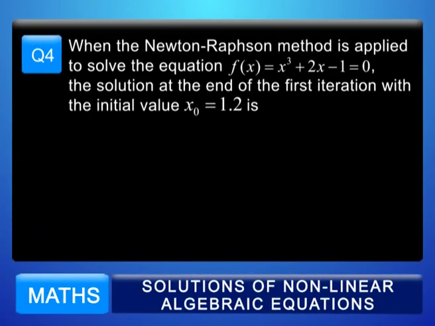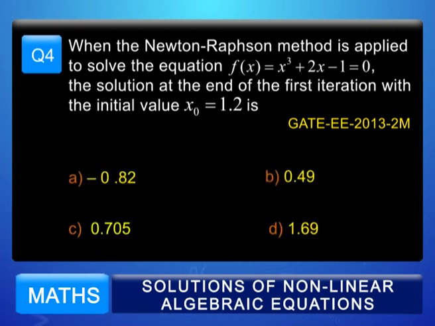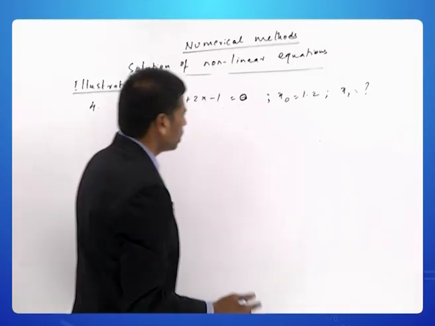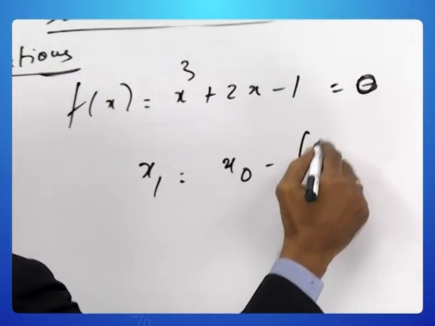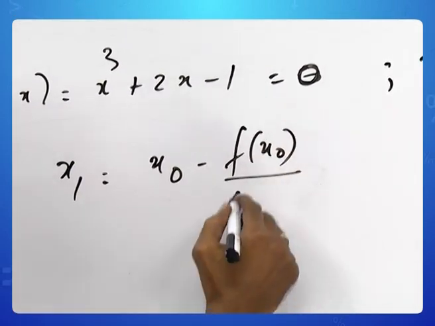Question number 4. When the Newton-Raphson method is applied to solve the equation f of x is equal to x cube plus 2x minus 1 is equal to 0, the solution at the end of the first iteration with initial value x naught is equal to 1.2 is, the options are minus 0.82, 0.49, 0.705 and 1.69. So another simple question, x1 is equal to x naught minus f(x naught) by f dash x naught.